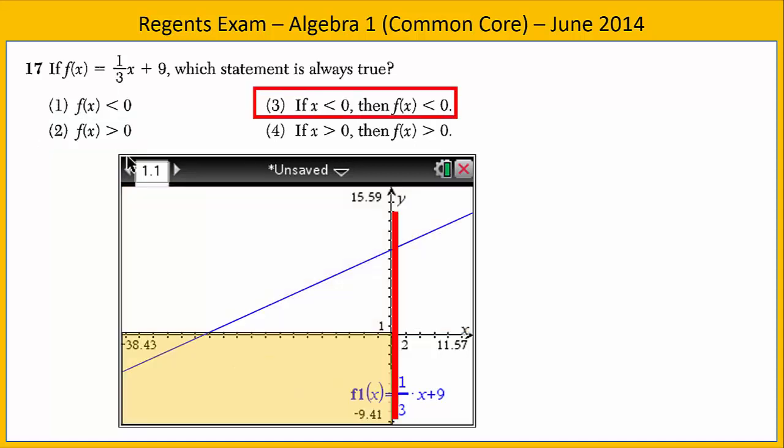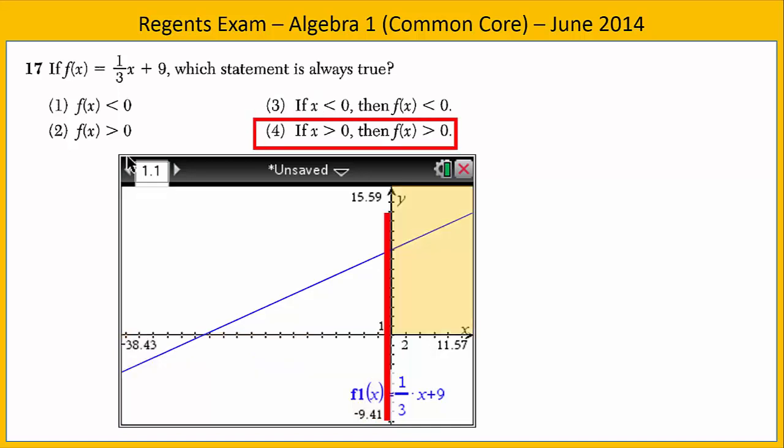Choice 3 and 4 involve the x values. If x is less than 0, then f of x is less than 0. What that says is, if the inputs, the x values, are negative, which is on the left side of the red line on the graph, then the y values, the outputs, are also negative. But we can see that there are some points on the left-hand side of that big red line on the graph where the y values are positive. And so choice 3 is not correct.